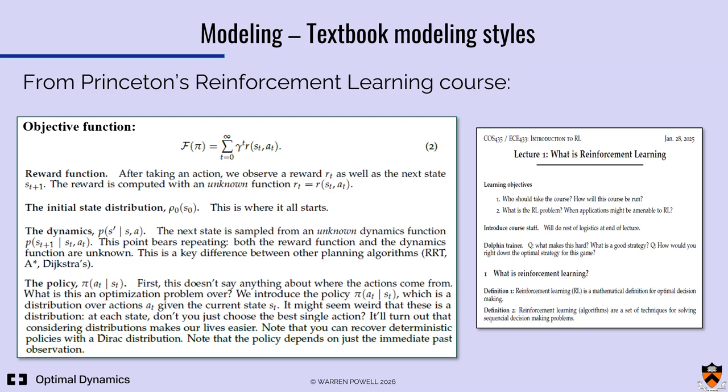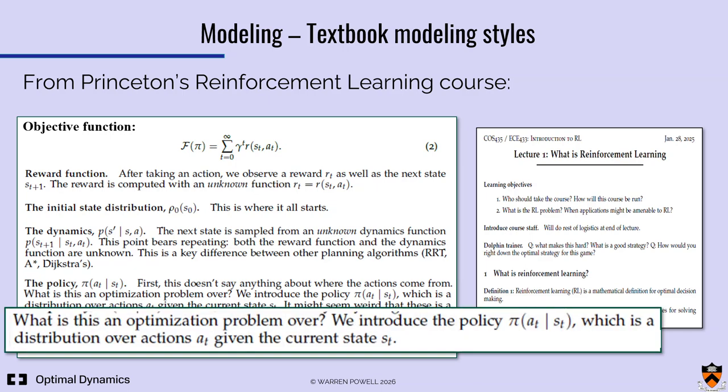Now, Princeton's reinforcement learning course, they write out the objective function too. Notice that they're not maximizing or minimizing over anything. There's no optimization over policies. They don't ever state what this is an optimization problem over. So this is from their book. They say, what is this optimizing over? We introduce the policy A given S, which is a probability that we choose action A when we're in state S.